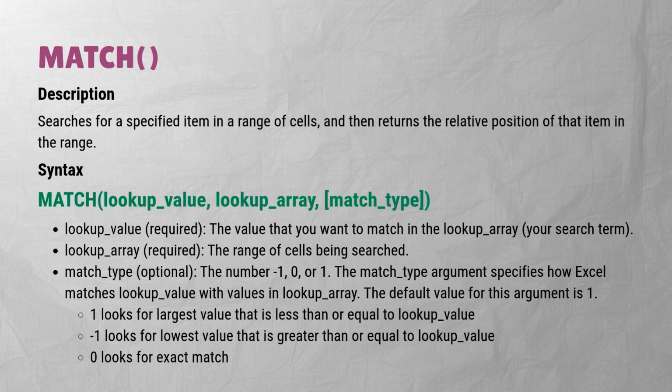So 1, which is the default, looks for the largest value that is less than or equal to the lookup value. -1 looks for the lowest value that is greater than or equal to the lookup value. And essentially 0 looks for exact matches, and this is what we usually do. So for some reason, this is not the default 0, but this is what we'll usually use. You will usually specify this as 0 because usually we'll be looking for exact matches.